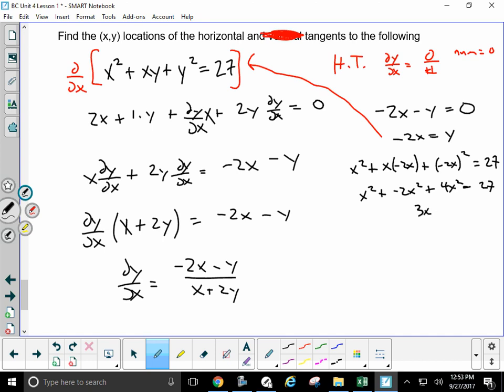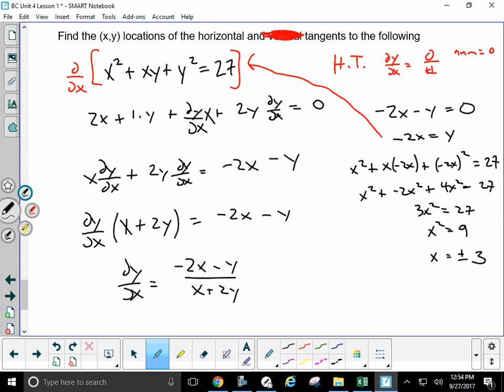Three x squared equals 27. X squared equals 9. Plus or minus x equals 3, or x equals plus or minus 3. Fantastic. Now I want the x, y locations.